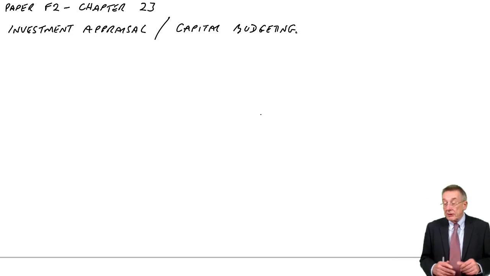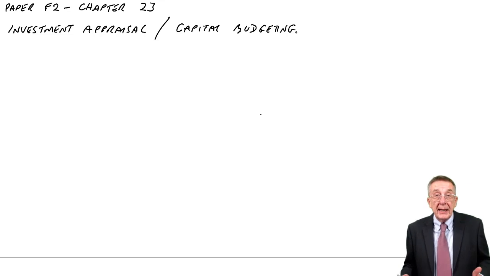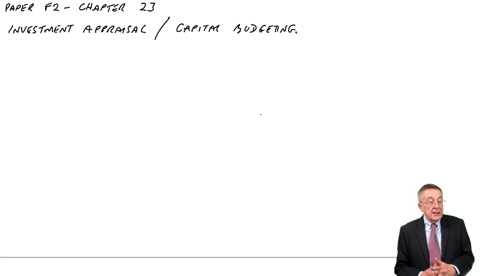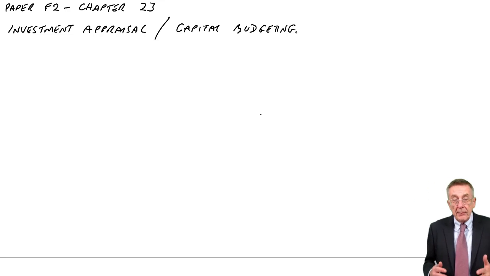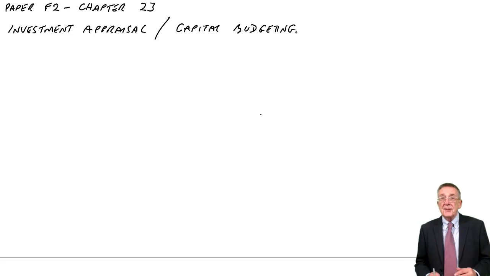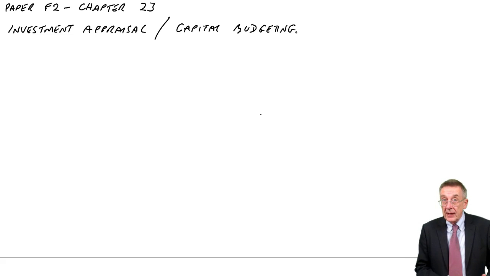There are several ways in which you could go about making a decision, but by far the most important is to look at something called net present value, applying the discounting techniques that we dealt with in the previous chapter.